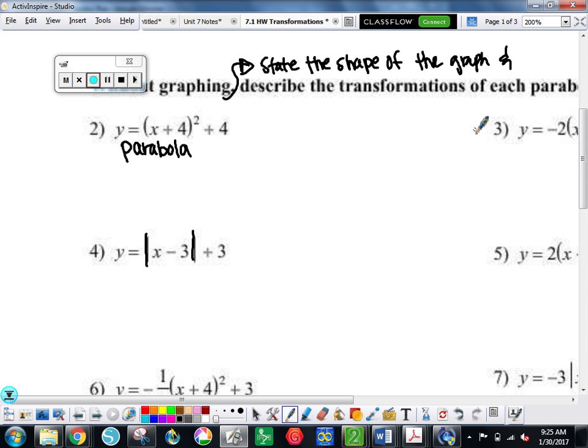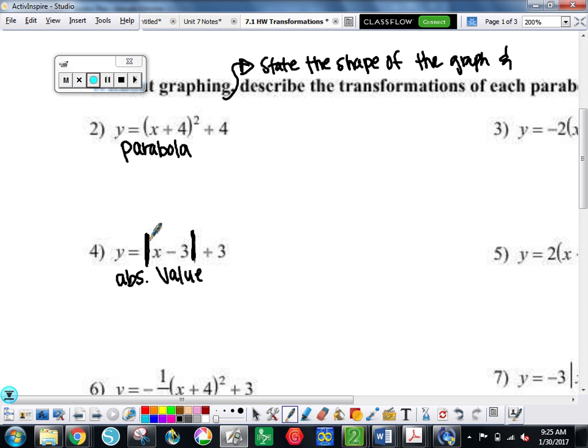And then I want you to describe the transformation. So that's a parabola, I know because of the square. This one, we haven't talked about it yet. We know this one is an absolute value, I know because of these bars. So that's the first part.